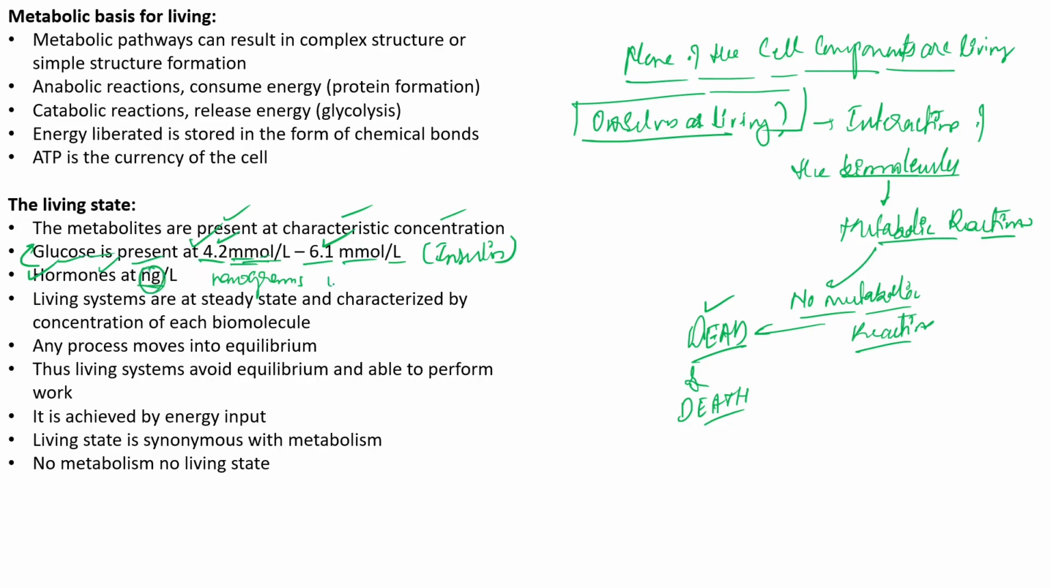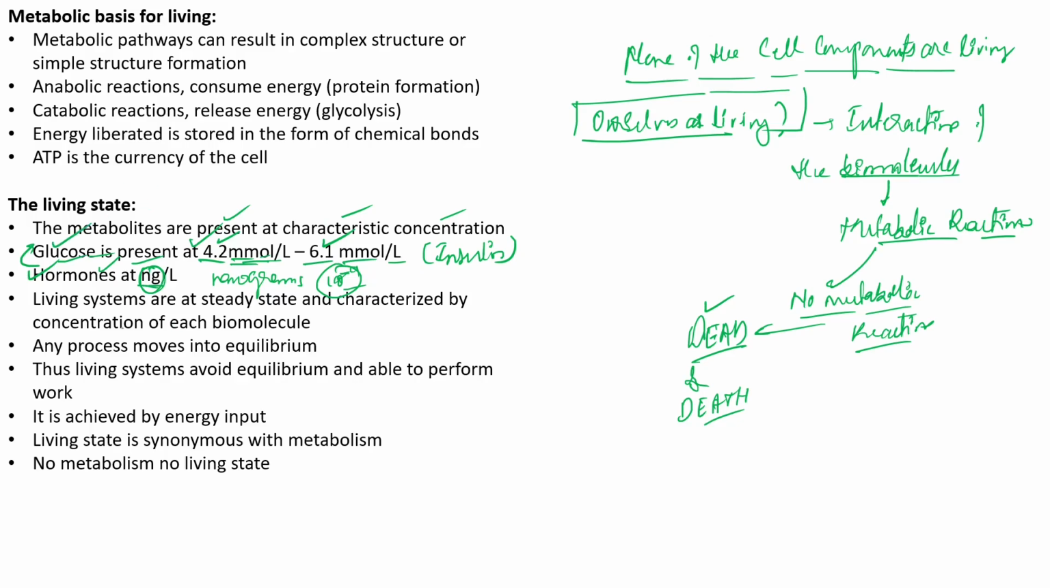Nano means 10 raised to minus 9, right? So you can see how scanty the concentration is. We can say it is almost nil. But still, at such low concentration, the hormones can bring out such a profound and big effect. That tiny concentration of hormone is responsible for controlling the sugar levels in the body.